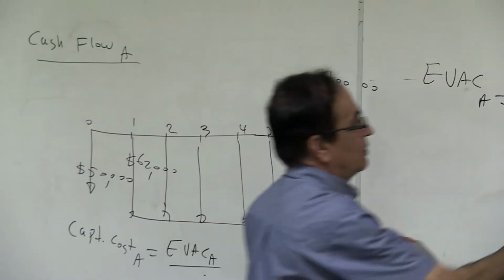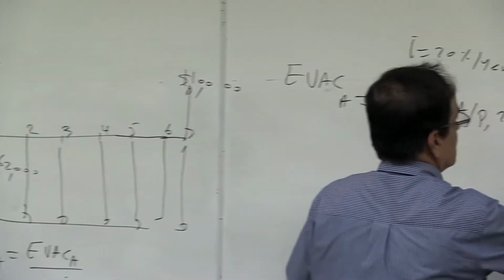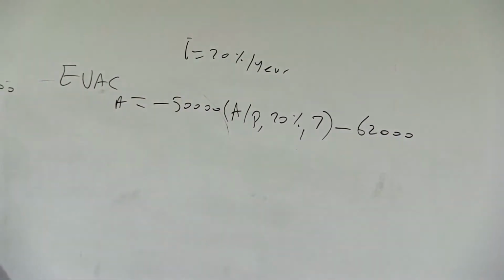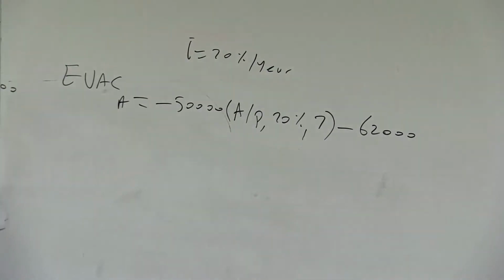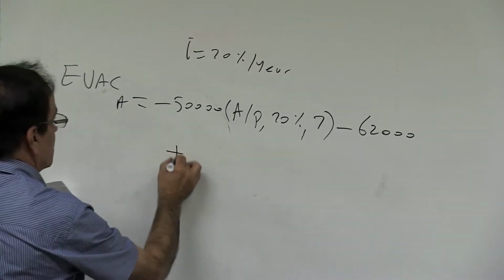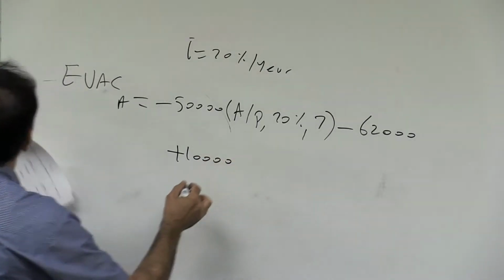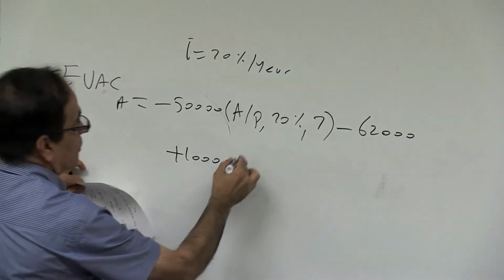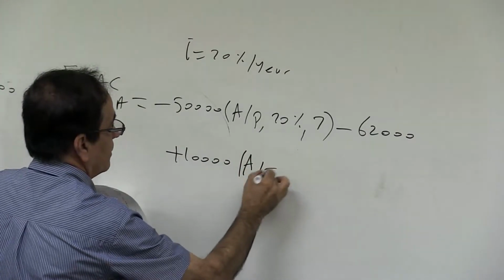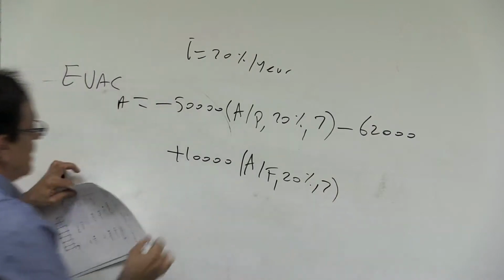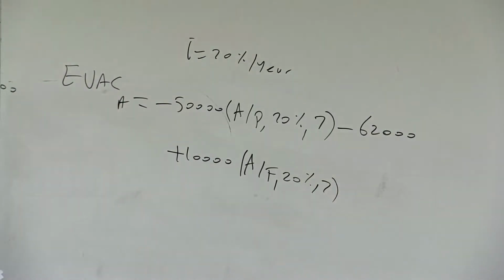Now we have 62,000, which is uniform. You don't have to change it. Anything that is uniform, you're not going to touch it. But the last one is the salvage value, which is 10,000. Because it's a future value, you have to multiply by A given F, 20%, and 7 periods. That's going to make that 10,000 uniform.